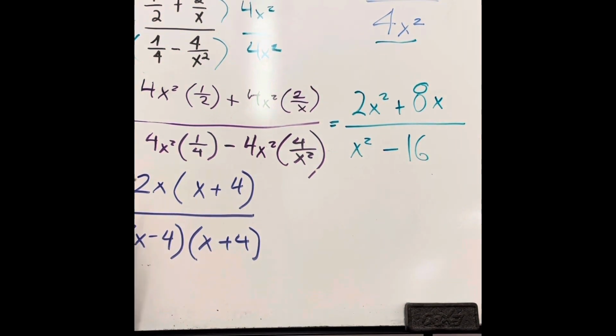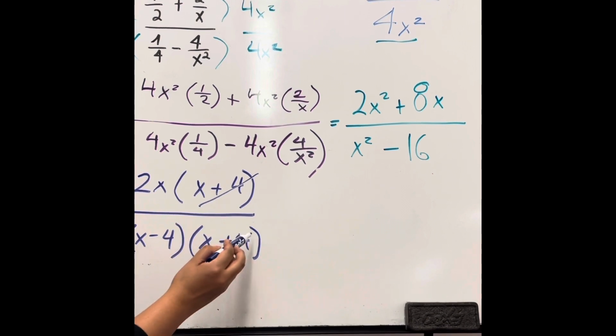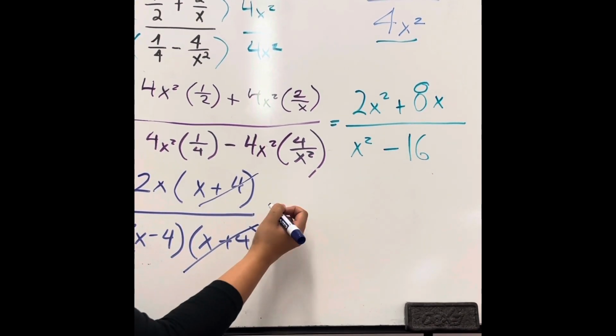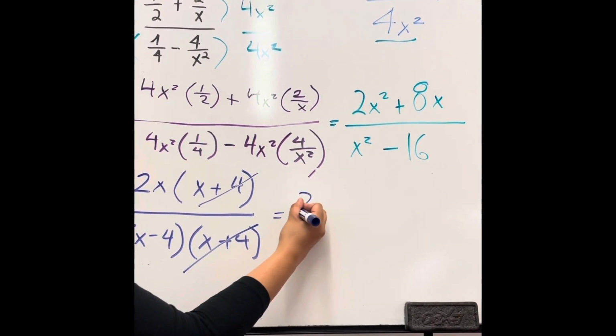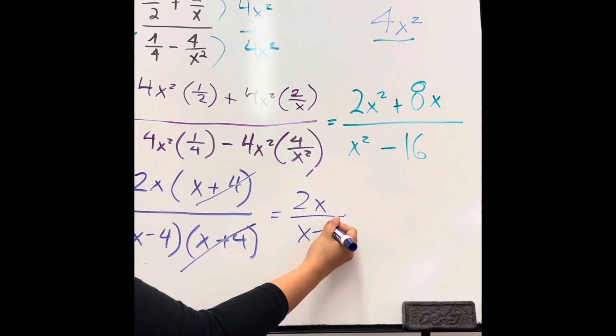Now, if you look at this fraction, x plus 4 cancels x plus 4 out here, and you're left with 2x over x minus 4.